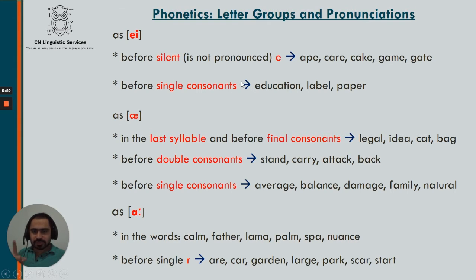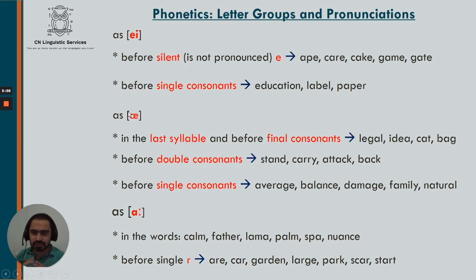And the second rule is if A comes before single consonants: education, label, paper. Education, label, paper.